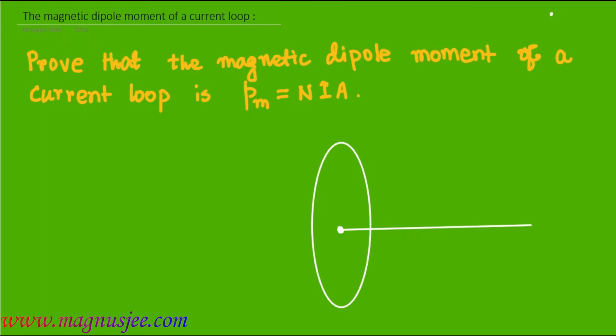Prove that the magnetic dipole moment of a current loop is Pm equal to NIA, where N is the number of turns of the coil, I is the current, and A is the area of cross section. In the diagram, let a be the radius of a current loop or circular coil carrying current I. The current I flows through the circular coil of radius a.